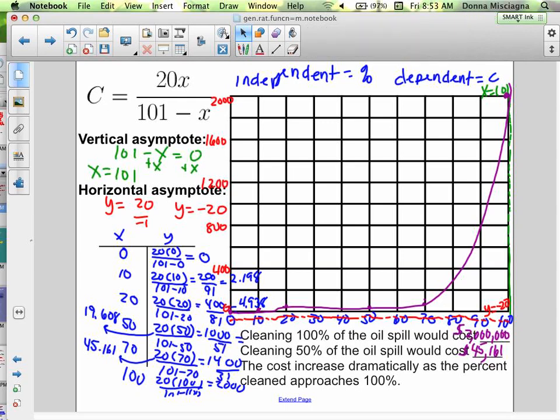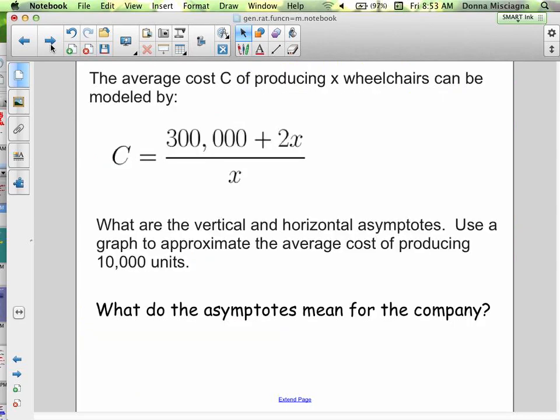We're going to do one more real world one. And this one, instead of being cost of cleaning something up, it's going to be cost of making something. Right? So it's manufacturing costs. So the average cost, C, of producing X wheelchairs can be modeled by C equals (300,000 plus 2X) over X. So we saw an equation like this when we were solving rational equations. Think back to the cost one. What do you think the 300,000 represents? What kind of cost is that?